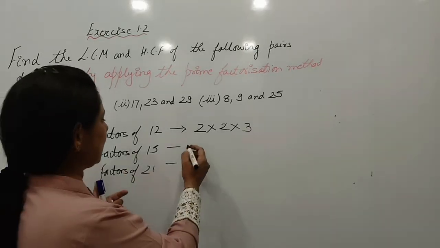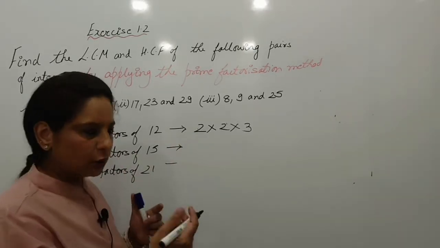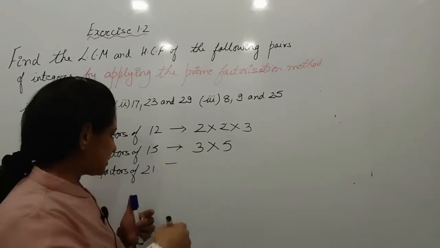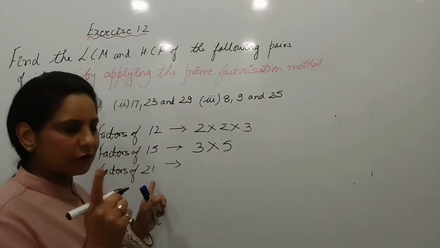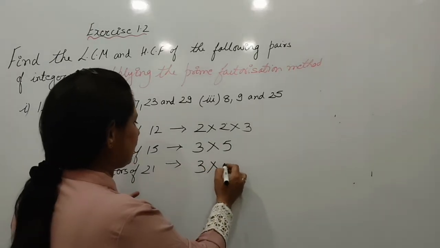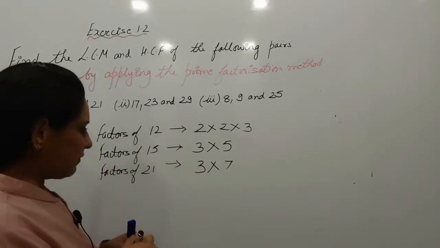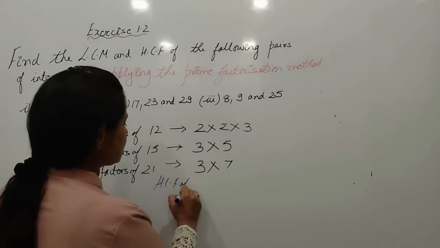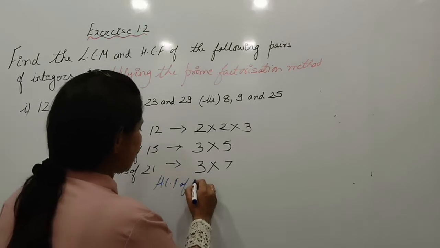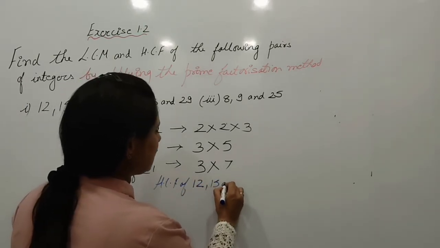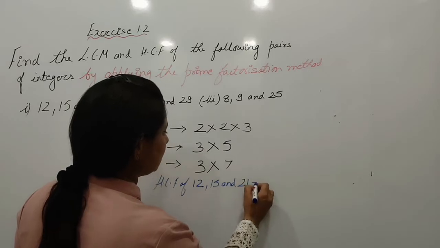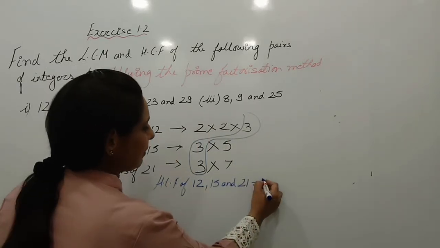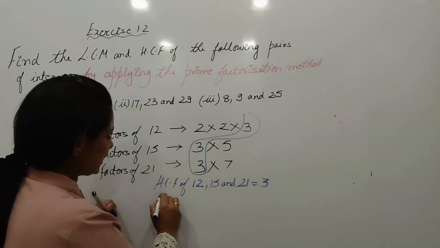So now let's move to the second one. 15 is not divisible by 2, so the first factor will be 3 and the second factor will be 5. That's it. Now let's move to the 21. In 21 the first factor will be 3 and the second factor will be 7. So can we find the HCF of both the numbers? The HCF, sorry, I said both the numbers, there are 3 numbers. HCF of 12, 15 and 21 is what? What is the common number between all these 3? The number is 3. Now let's move to the LCM.